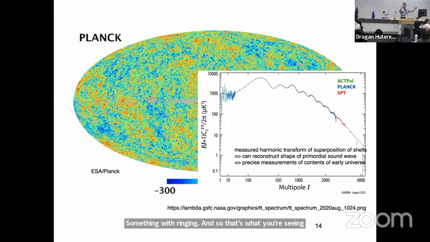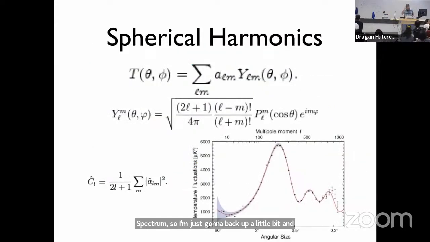So you have those shells around each thing, and the details of the profile of those shells are what are telling you the various peak heights in harmonic space. So this is the cosmic microwave background. That's the power spectrum. So I'm just going to back up a little bit and talk a little more in detail about exactly what this is. Just make sure we all know what these things are.